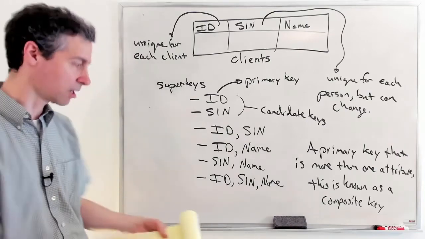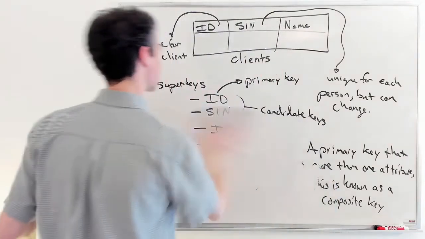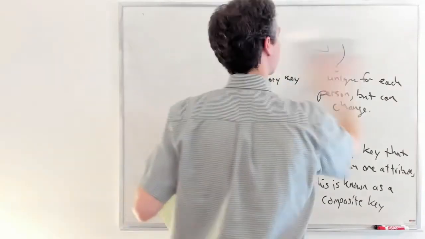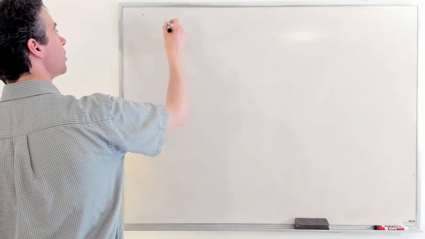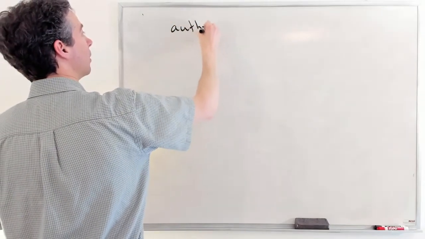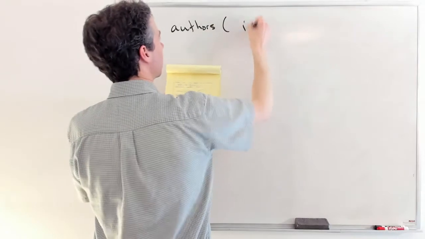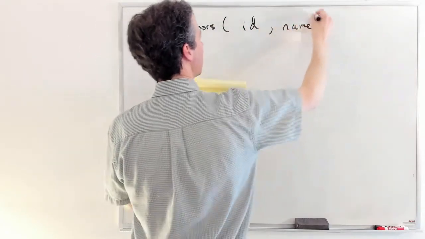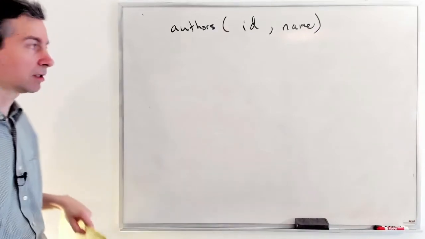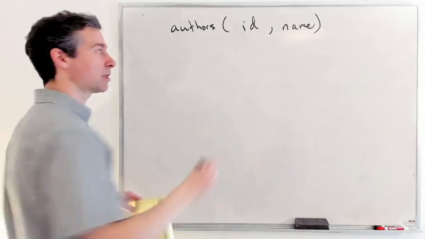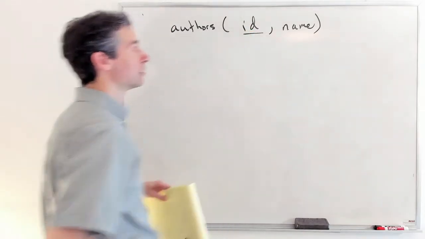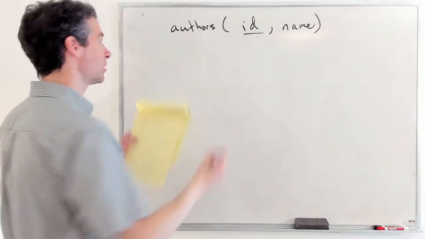There's one last thing to talk about quickly, or I guess maybe two things, and that is this idea of foreign keys and also making schema diagrams. So let's say we have these relations, authors, ID, and name. When we write out a schema and we identify the primary key, by convention, we underline it. So ID will be our primary key for authors.